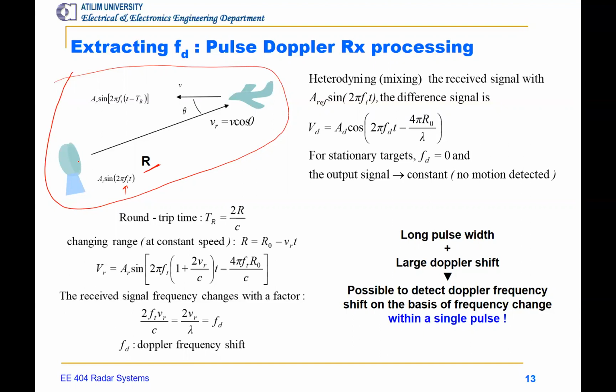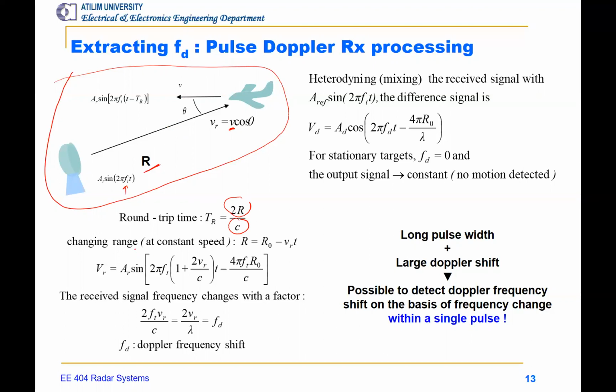Here the target has a speed of V, and its radial speed is V times cosine theta, where theta is the angle between the line of sight from the radar to the target and the direction of the motion of the target. When we look at the round trip time, it's going to be 2R divided by c, as electromagnetic waves travel at the speed of light.